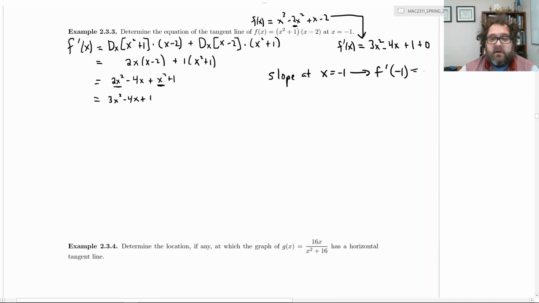So let's see. In both cases, we have the same answer for f prime. So you have 3 times negative 1 squared minus 4 times negative 1 plus 1. Negative 1 squared, of course, is positive 1. So we have 3. Negative 4 times negative 1 is positive 4. So plus 4 plus 1. So I guess that looks like 8 to me. Okay. So we have a slope of 8. We call it m when we use point slope form. That's our slope.